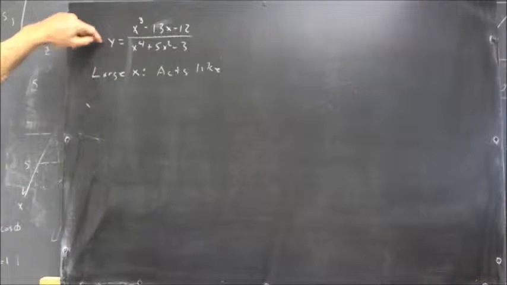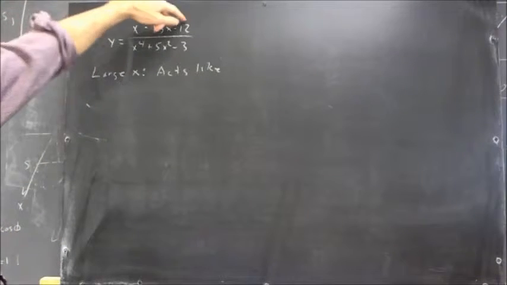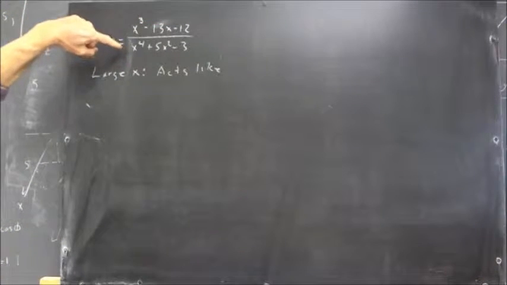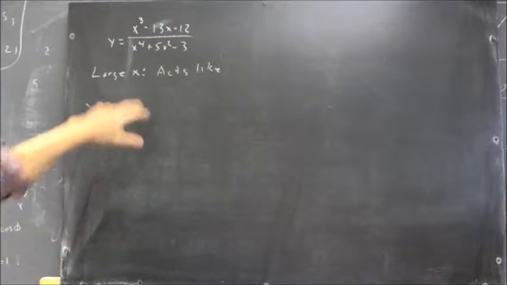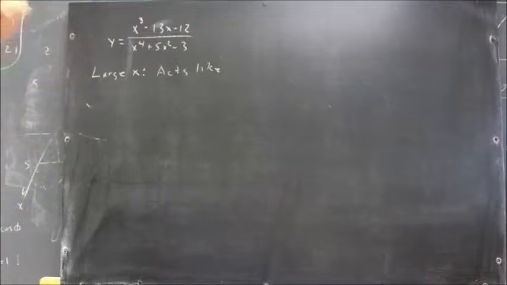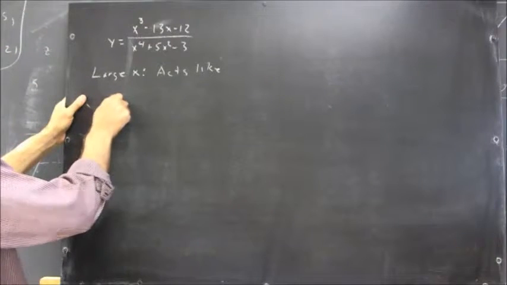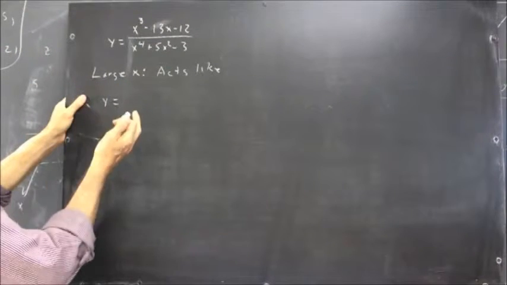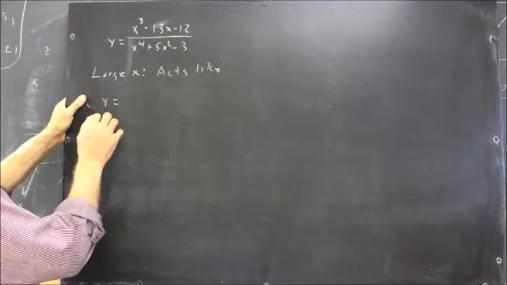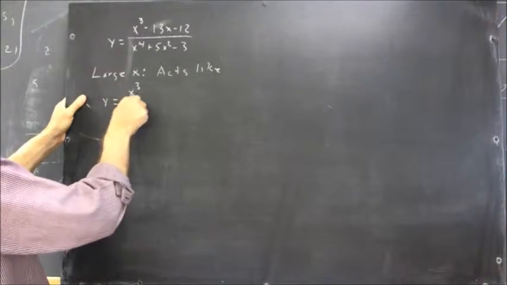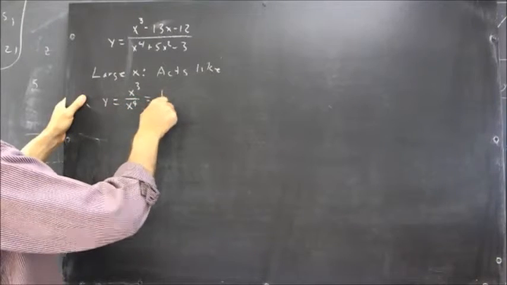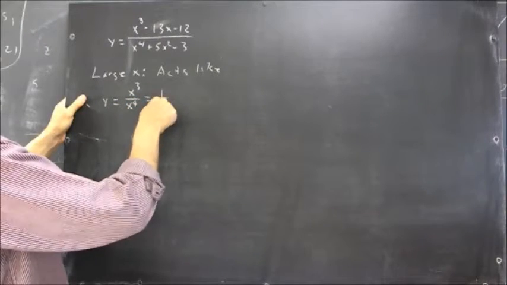As a final example, y equals x cubed minus 13x minus 12, the same function we've been looking at, over x to the fourth plus 5x squared minus 3. For large x, this acts like what? You should be able to tell me. You should be able to pause and think this through before I write it, but here it is. Acts like 1 over x.